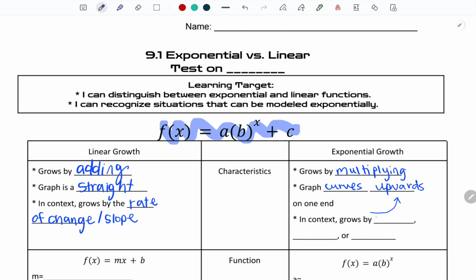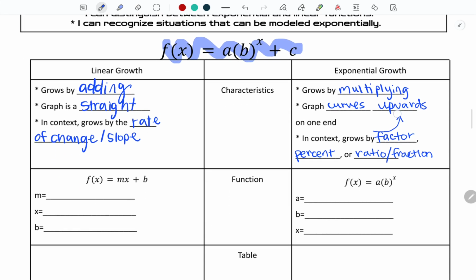Okay, and in context, it grows by a factor, percent, or a ratio. Ratio is another word for a fraction. You're going to hear the word ratio a lot.